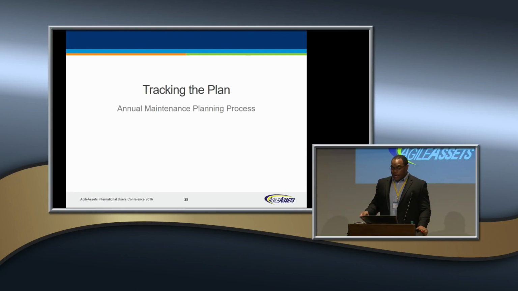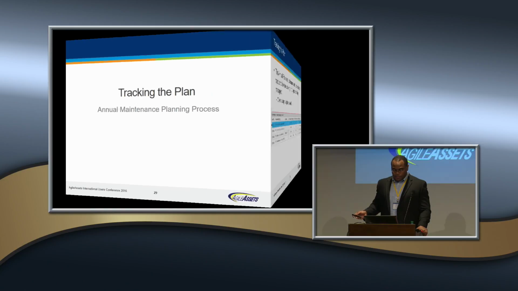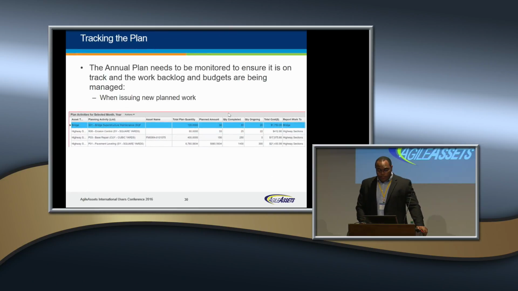Okay, so tracking the plan, another key step. The annual plan needs to be monitored to ensure that it is on track and your work backlog and budgets are being managed appropriately. And that is really done at two levels.